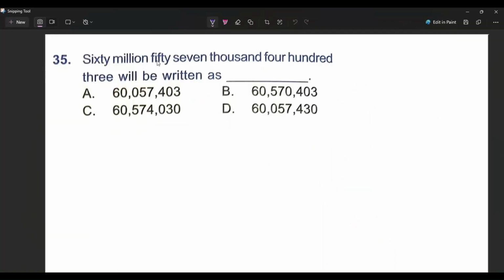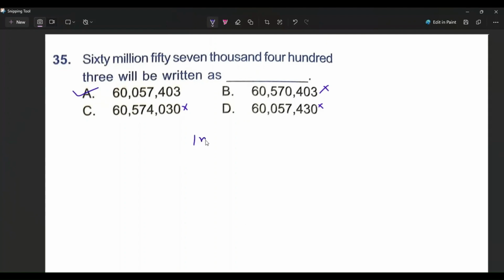35th question. 60,057,403 will be written as. See, if you observe on the options, this is 60,057,403. This is 60,570,403. This is 5 lakhs, but here it's given 57,000, so this will not be the answer. And 60,574,030. This will not be the answer. 60,057,430. 403 must be there, so this is 430. So this is also wrong. So option A 60,057,403. Option A is the right answer.